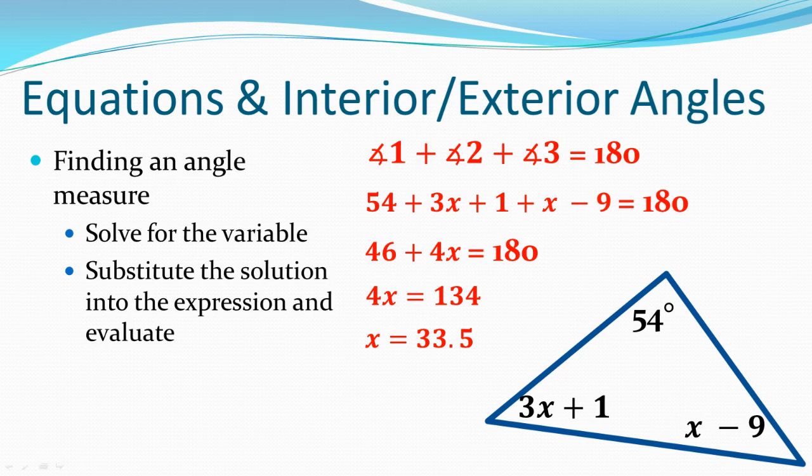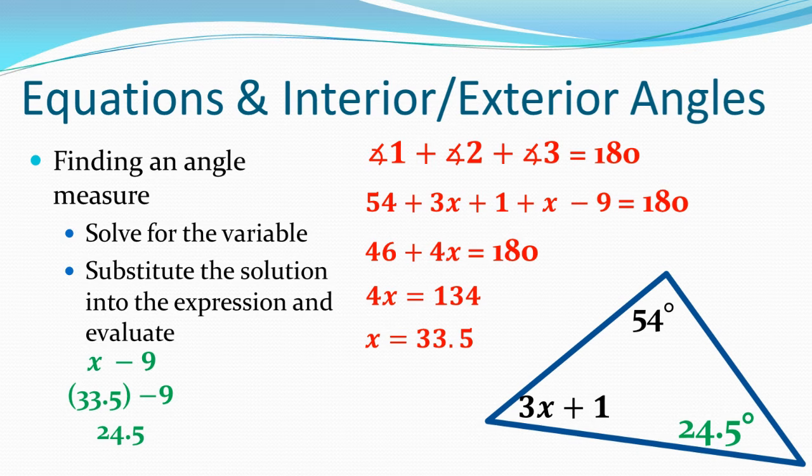Let's say I wanted to find the angle measure for x minus 9. I start by writing out my expression, x minus 9. x equals 33.5, so I'm just going to substitute it in. 33.5 minus 9 gives me 24.5. So that means that that angle has a measurement of 24.5 degrees.